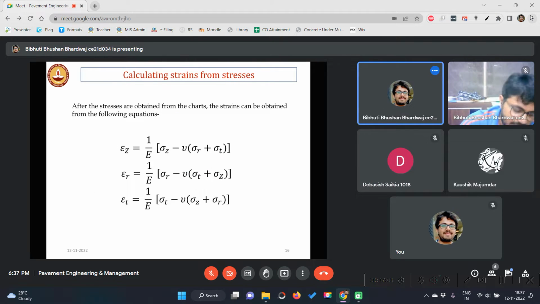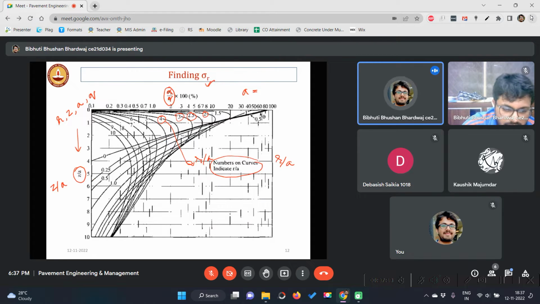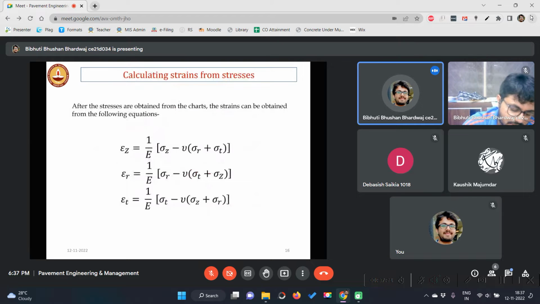Okay, now these are the stresses only, right? We are not worried about stress alone. We need to know the strain because of those stresses. So here we will use this formula. I think you already know this formula, epsilon 3, epsilon 2, epsilon 1, like that you learned. Using this formula, you can find sigma z, sigma r, and sigma t, and of course you should know this nu. What is nu?